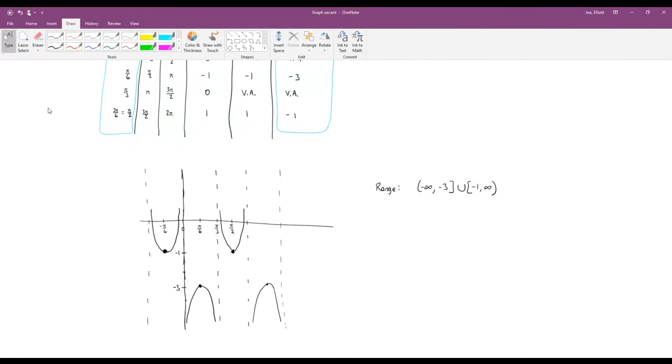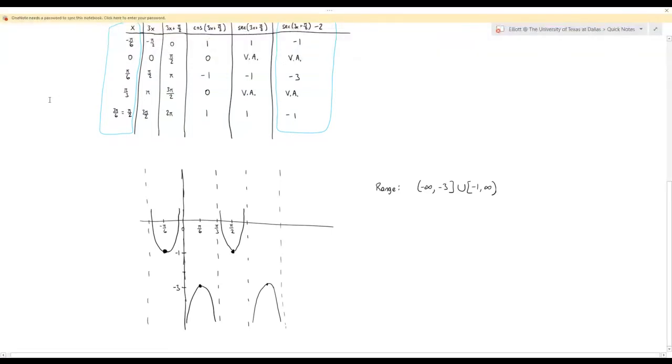Now, I thought it would be nice to actually have the graph first so that you can then see what the range was based off the graph. But I'll go ahead and make a quick comment as well for how you could have gotten that, without actually graphing it.